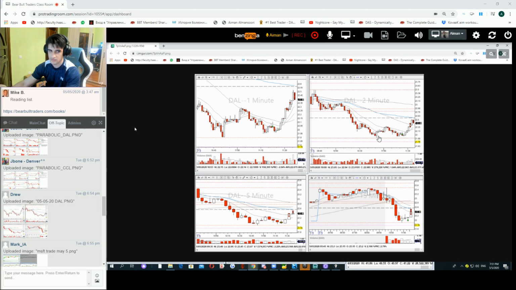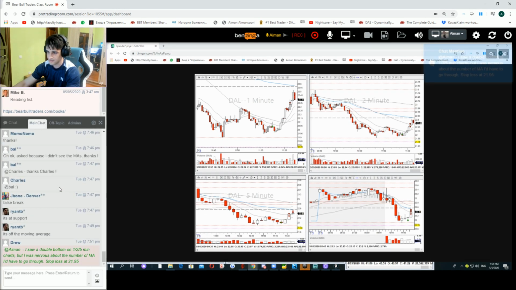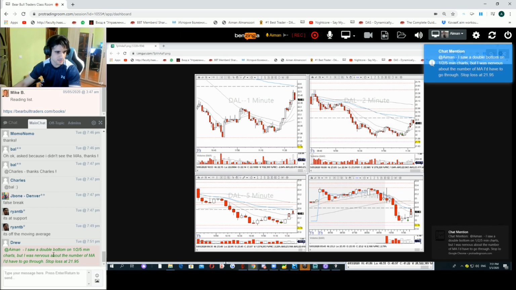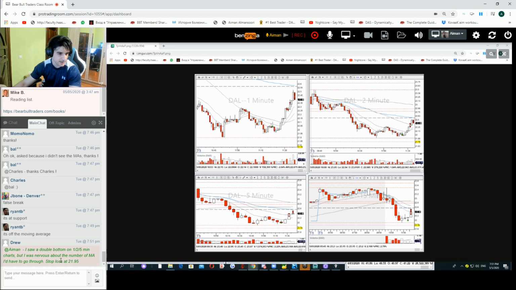Drew traded DAL. I mean, I saw double bottom on the 1, 2, and 5-minute charts, but I was nervous about the number of moving averages I'd have to go through. Stop loss 21.95. Now look at this. When you are going into a reversal pattern, you will definitely go against moving averages. You can't go into a reversal with no moving averages ahead.